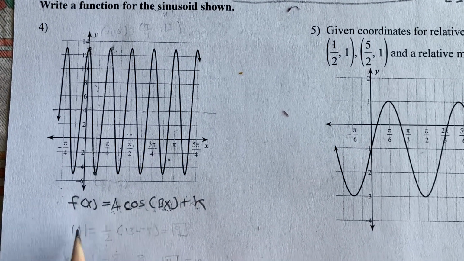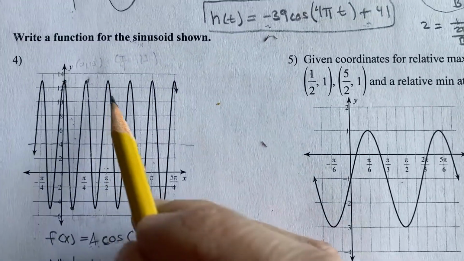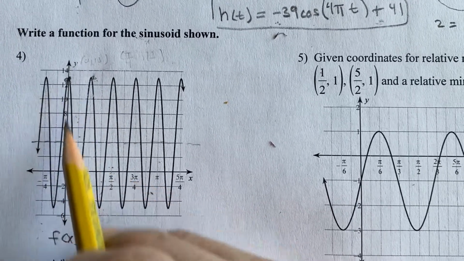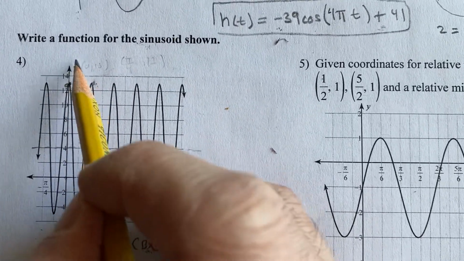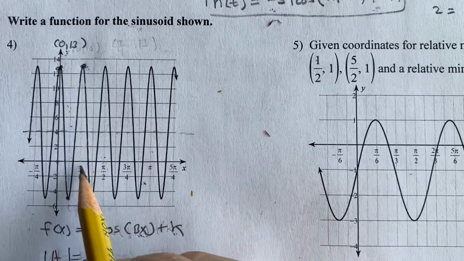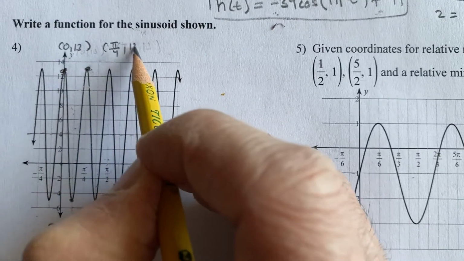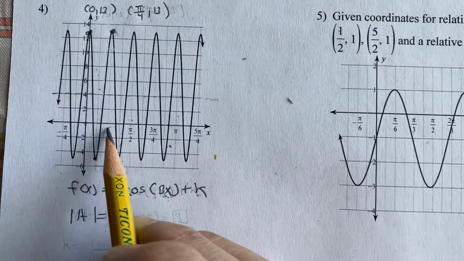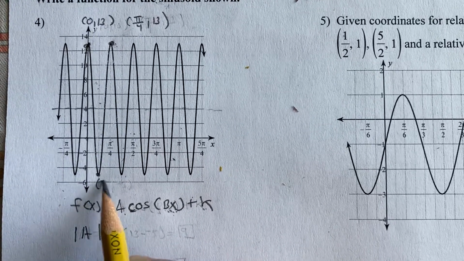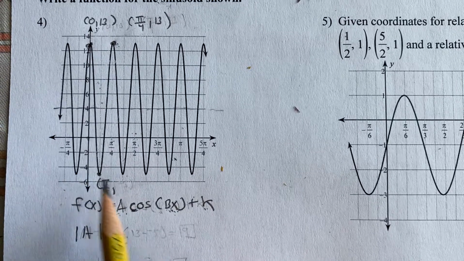Okay, so let's start with our amplitude over here. You need to calculate what these coordinates are. So it looks like this coordinate right here is going to be 0, 13. This coordinate right here looks like it's pi over 4, 13. And this coordinate down here looks like it's the midpoint between pi over 4 and 0, so I would probably say it's pi over 8. And it looks like it goes down to -5.